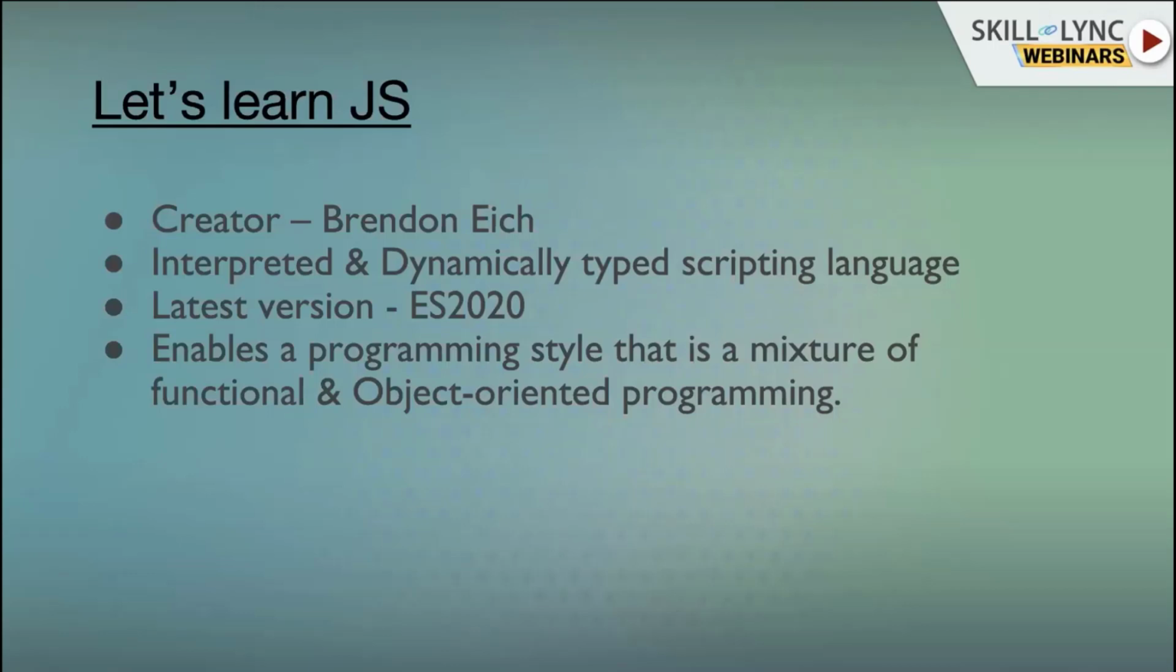In 2015, ES6 got released. In 2016, ES7 got released. In 2017, ES8 got released, like that. In 2018, ES9 got released, and so on. Okay, now in the year 2020, it is not ES11. Instead, they call it ES2020.